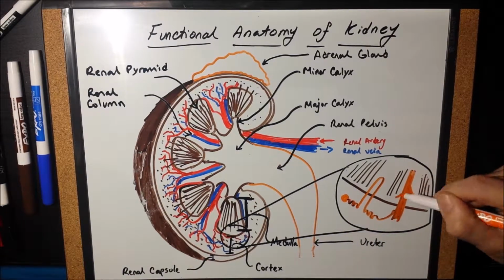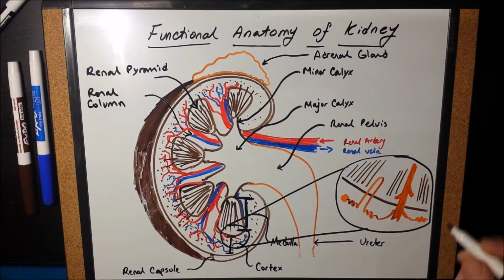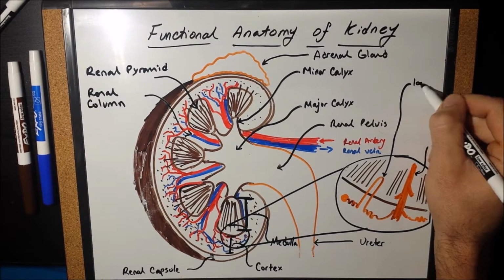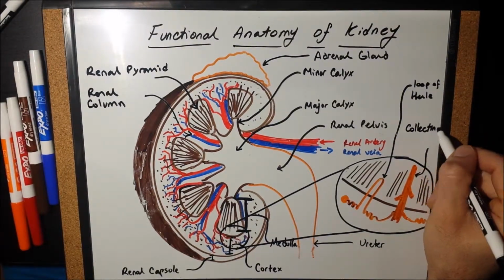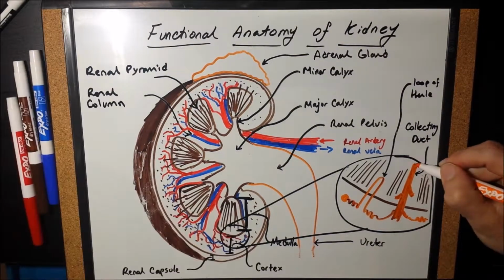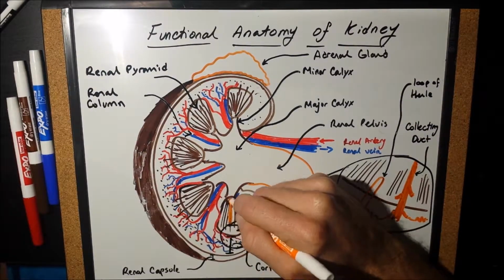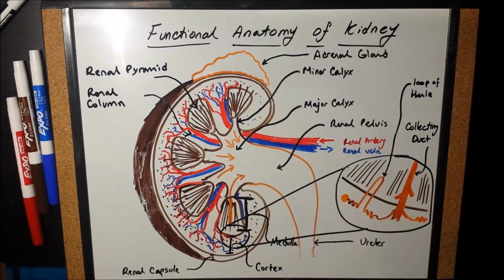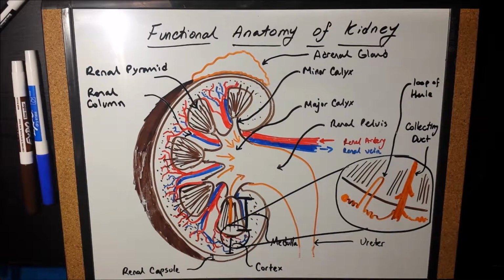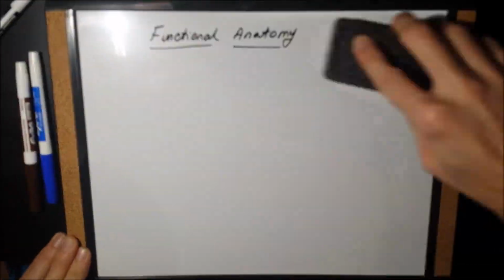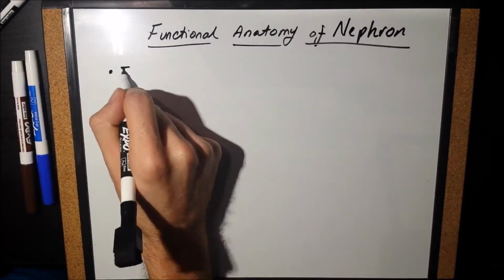Zooming in on the border between the cortex and medulla here, we can see a simple representation of a nephron and the structures that extend past the cortex into the medulla, namely the loop of Henle and the collecting ducts, which ultimately carry metabolic waste to the calyxes. We will be discussing these structures in detail shortly. This brings us to the physiology of the nephron.